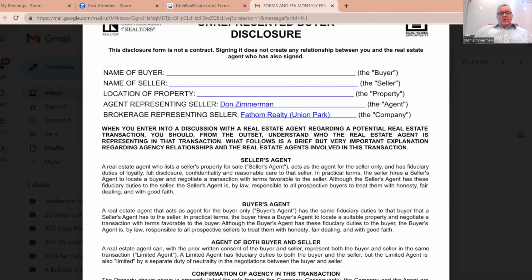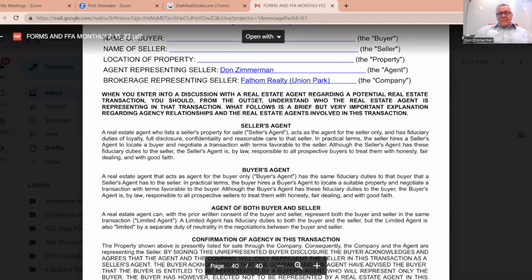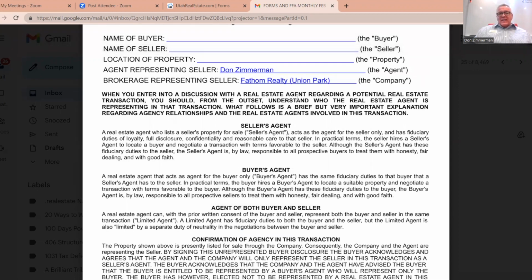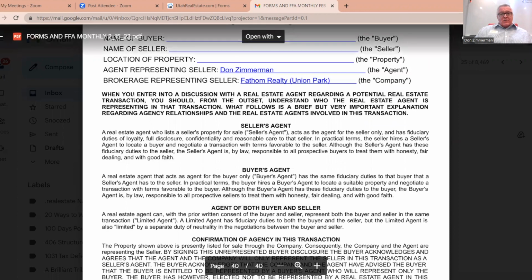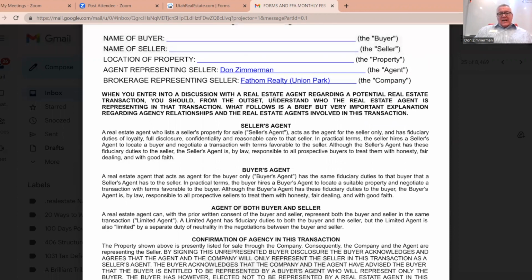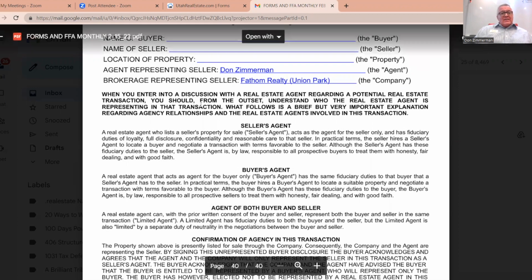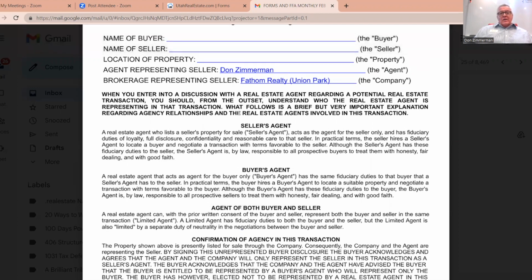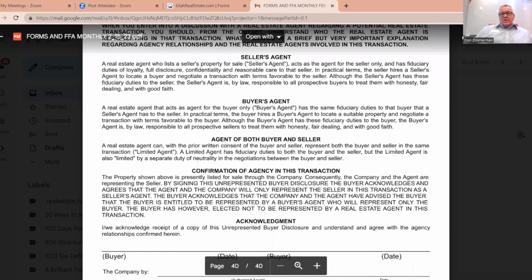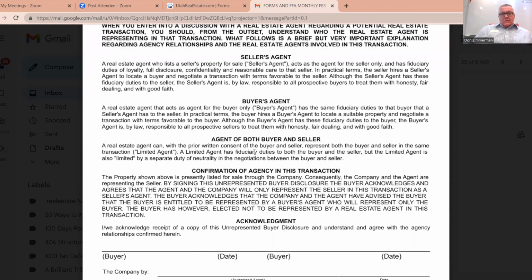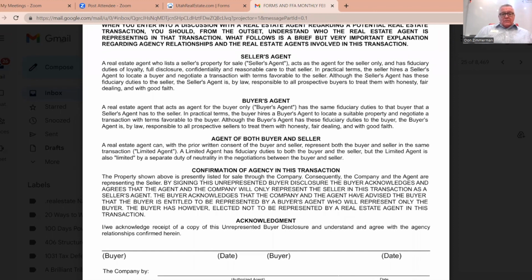Okay, so first of all, look in bold and in caps. You should always read this. When you enter into a discussion with a real estate agent regarding a potential real estate transaction, you should, from the outset, understand who the real estate agent is representing in that transaction. What follows is a brief but very important explanation regarding agency relationships and the real estate agents involved in this transaction. Okay? So this is boilerplate stuff. I know this is on other contracts too. Seller's agent, buyer's agent, agent of both buyer and seller. And then confirmation of agency in this transaction.